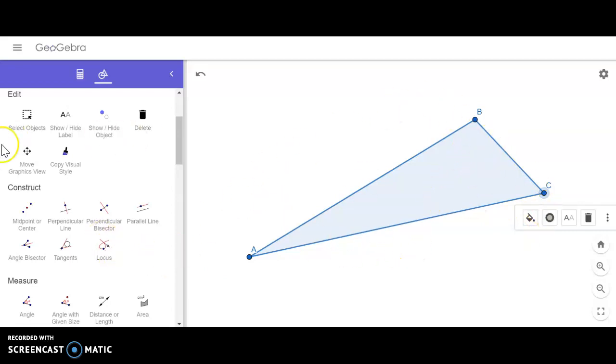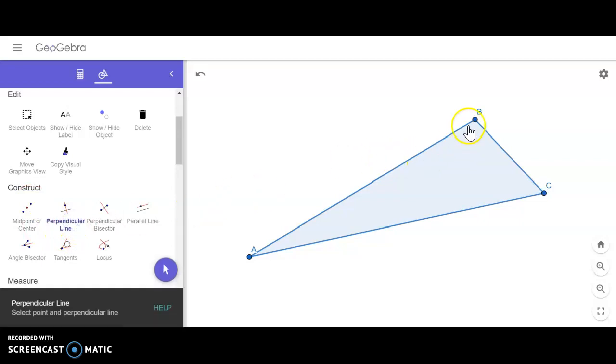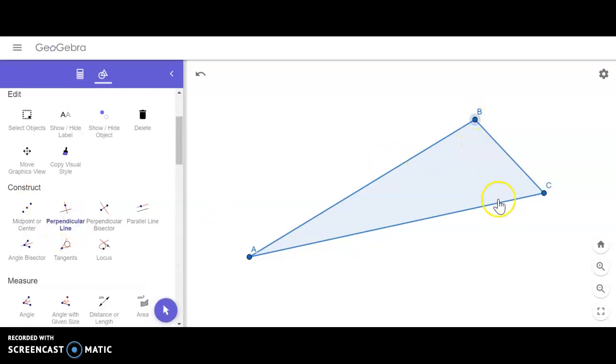What I'm noticing a lot is that a lot of you guys are still using a perpendicular bisector. I don't want to cut this in half. I want to be perpendicular to this line through B. So I'm going to take my perpendicular line tool and I'm going to go perpendicular line through B, through AC. And that is my perpendicular line.